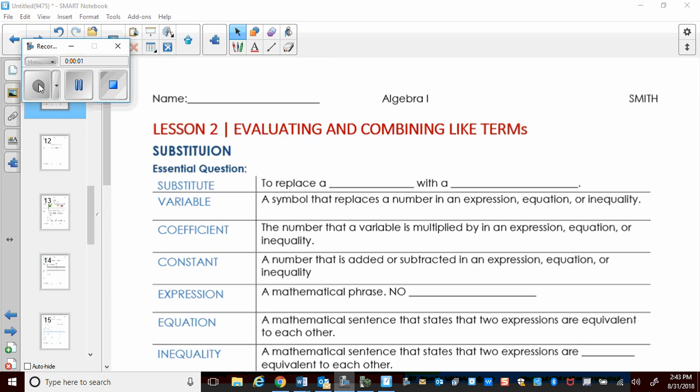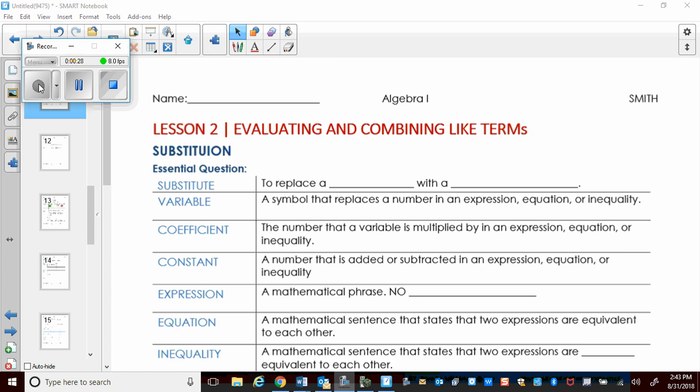Lesson 2 for Algebra 1, and we're evaluating and combining like terms. Basically, in this lesson, we're going to cover 3 topics: evaluating expressions and equations, combining like terms, and distributing. So first, we're just going to jump right in and tackle these problems.